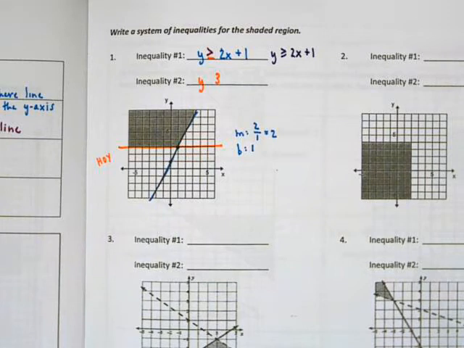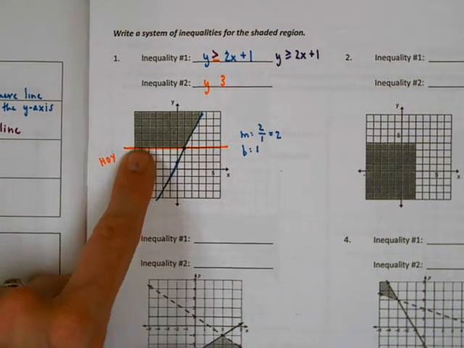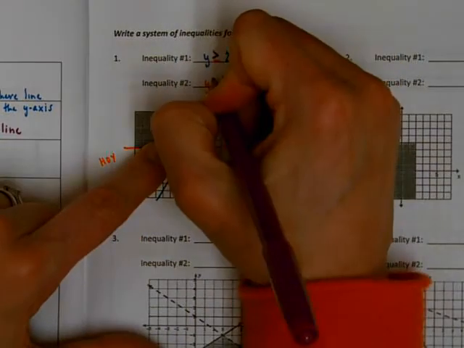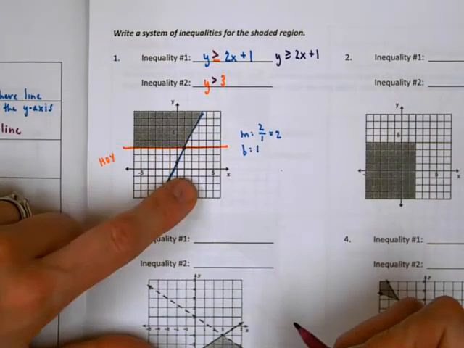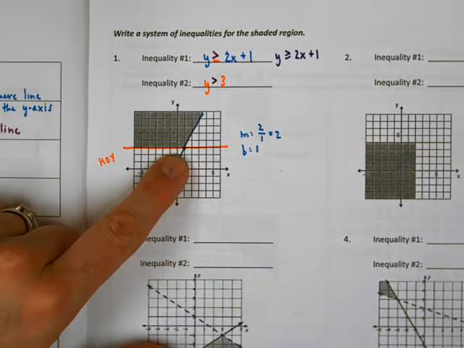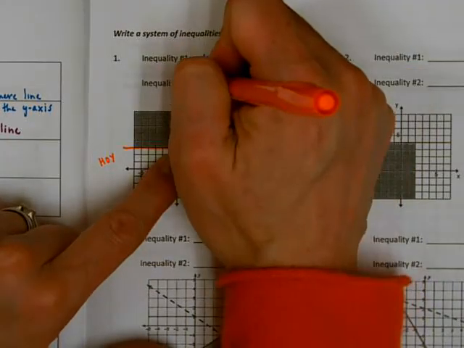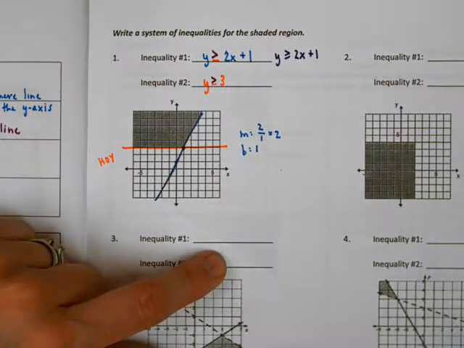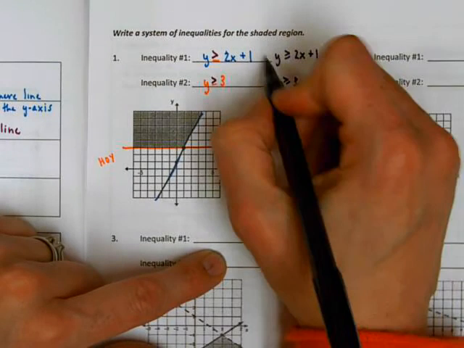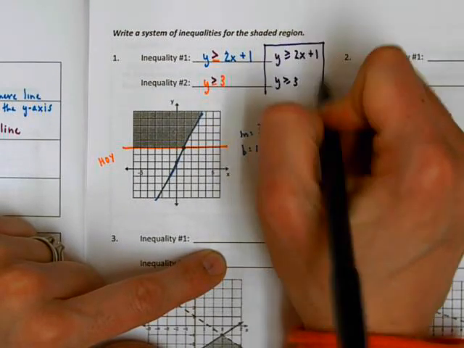And so now, if I look at the shading, obviously the shading there is above that line. So I'm going to have an equal sign. And again, it's hard to tell here, but that's going to be a solid line for us. So we have y is greater than or equal to 3. So I'm going to put that all in the same color here. Y is greater than or equal to 3, and that's going to make up our system.